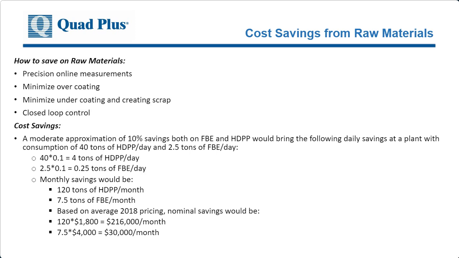We also offer a closed loop control. So we can send these signals back to the line, and the line can then control the line speed of the pipe or the spray heads to control these coatings. And we just got some figures here on the bottom showing, if we can make a moderate approximation of a 10% savings on a couple different coatings, how much it can save you. And it can easily add up to several $100,000 a month, depending on coating prices and the amount of coatings you're using, and the amount of overcoating that you're actually doing.